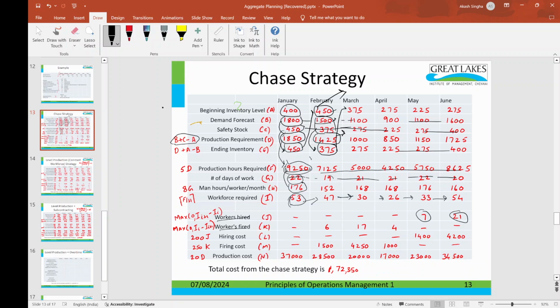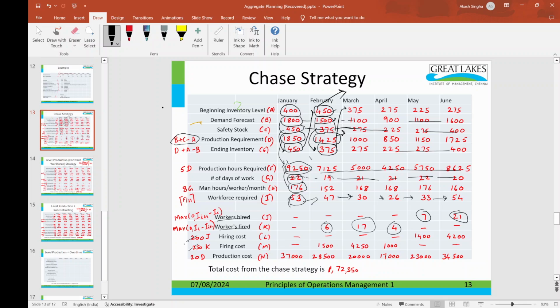Now in January, February, 6 people are less needed, so those 6 people we have to fire. In this, 47 minus 30, 17 people we have to fire. In these, 4 people we need to hire. Now hiring cost and firing cost are given. 200 is the hiring cost, 250 is the firing cost.